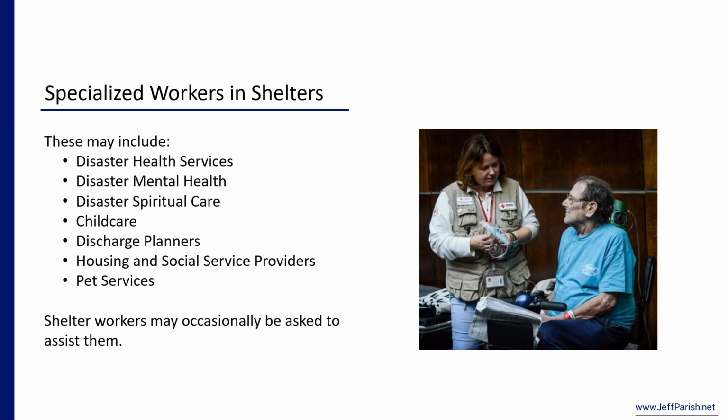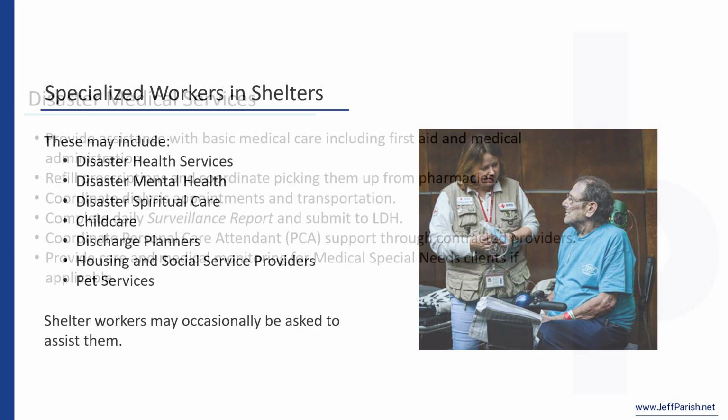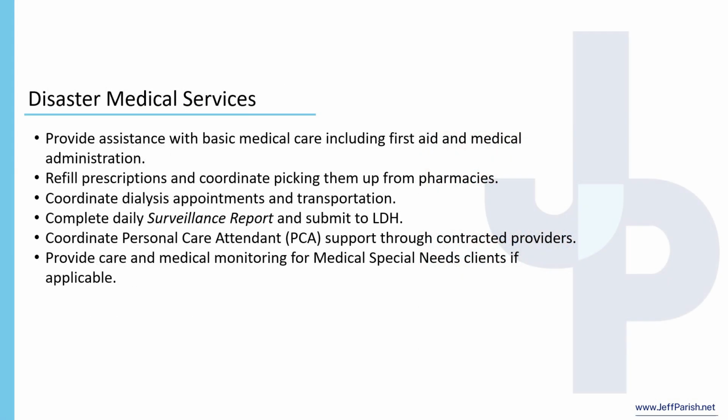In addition to our generic shelter workers, we may have specialized teams, including health services, mental health, spiritual care, child care, discharge planners, housing and social service providers, and pet services. You may be asked to assist any one of these groups. Medical services within our shelter will include first aid and medical administration. This could include refilling prescriptions and helping to coordinate the pickup from pharmacies. It could be coordinating dialysis or other types of medical appointments and transportation.